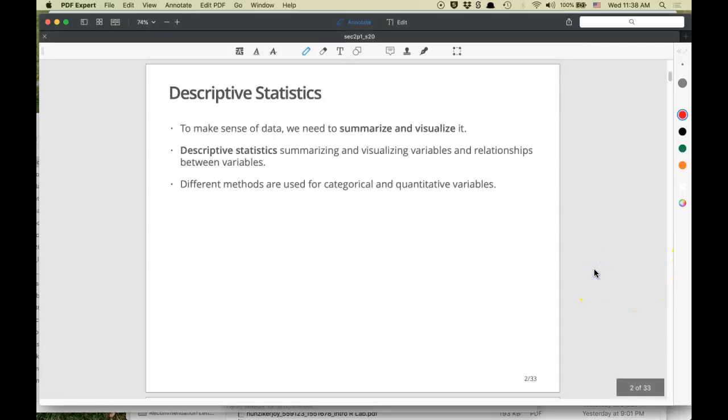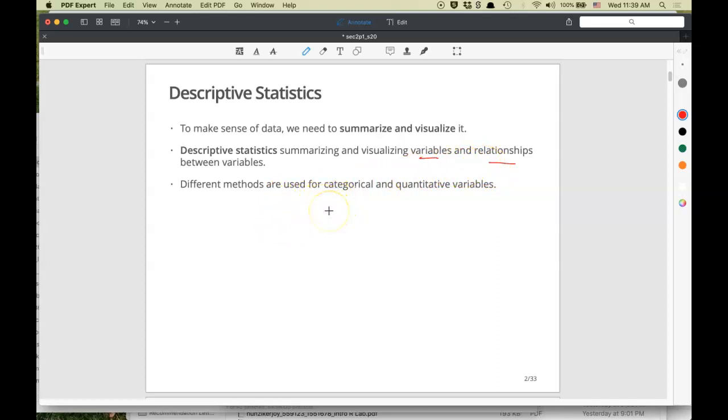So by descriptive statistics, to make sense of data, we need to summarize and visualize it. By descriptive statistics, we mean summarizing and visualizing both variables as well as relationships. At the beginning, we're going to be focusing on variables. When we get into sections 2.5 and 2.6, we'll look at relationships among quantitative variables. For today, though, we'll look at some plots that explore relationships between categorical variables.